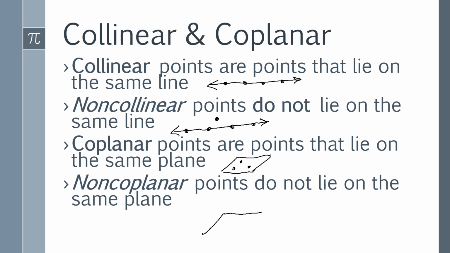Non-coplanar, we would kind of represent it like this. So I might say, well, I've got these 3 points here, they're on the plane, but this one is clearly floating above. That is non-coplanar. That group of 4 points do not lie on the same plane.